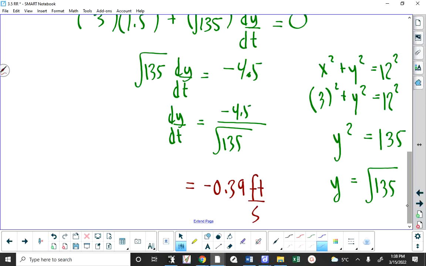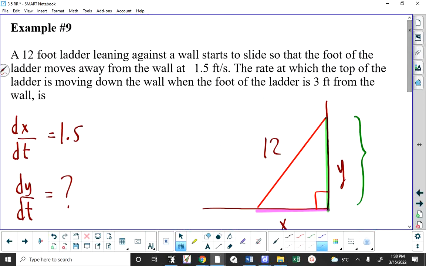Okay, so it depends on how it's worded. If the question said, find the rate of change of the top of the ladder's distance above the floor, the answer would be negative 0.39. If the question says, find the rate at which the top of the ladder is moving down, then the answer is 0.39. The rate of change of the top of the ladder's height is negative, which means the ladder is moving down at 0.39.